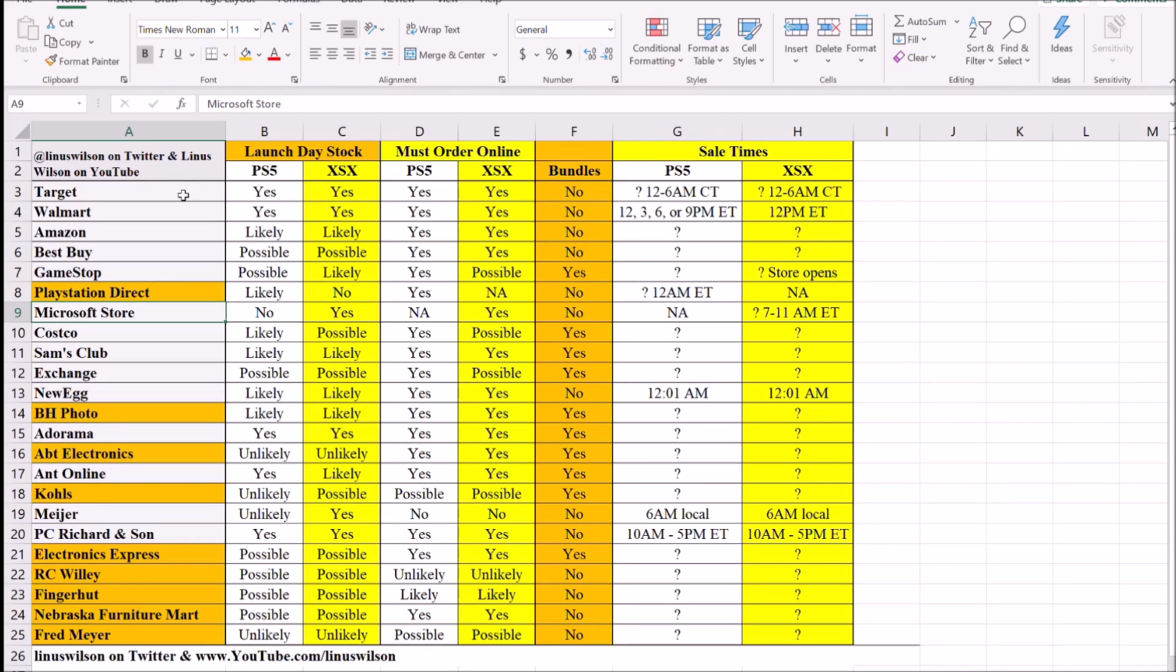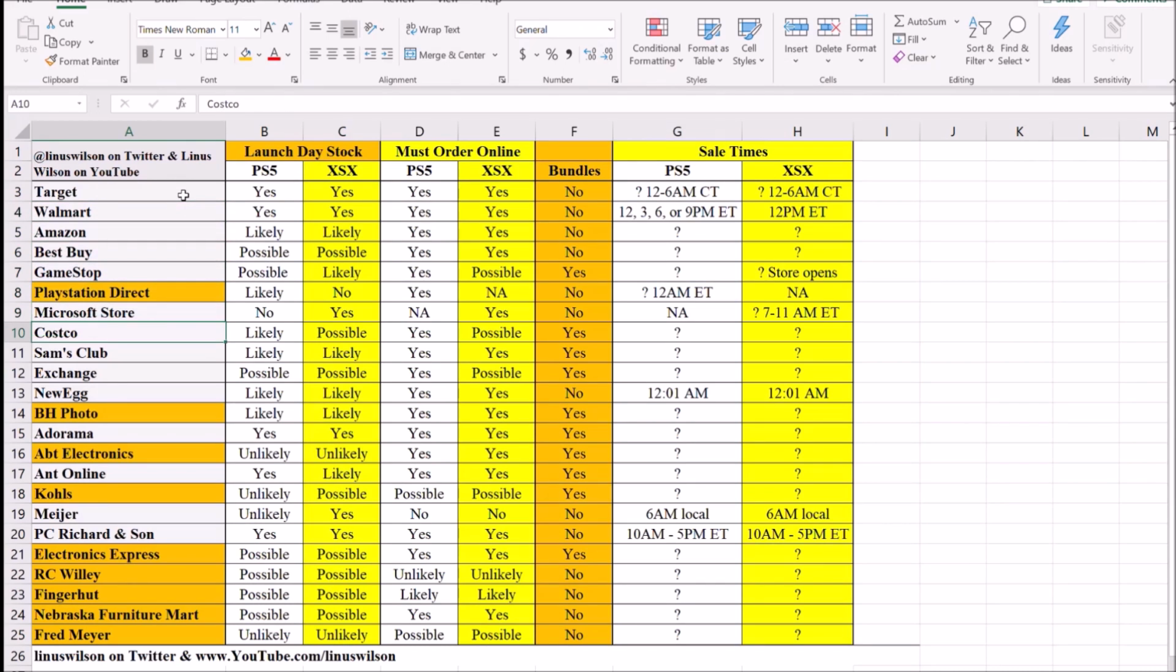So a lot of people that bought from the Microsoft Store on the launch day were kind of teed off that they got such a late delivery date, versus, you know, if you got Target, you got to pick it up that day. And Walmart, pickup was also possible when they went live at noon.